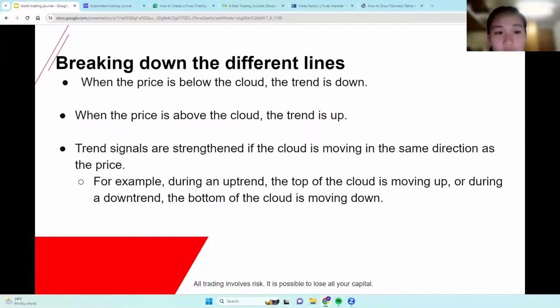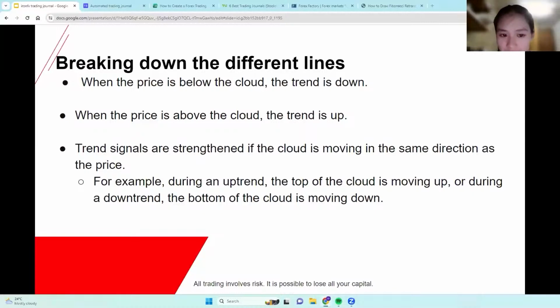When the price is below the cloud, the trend is bearish, or the signal is bearish. When price is above the cloud, the trend is up, or the signal is bullish. Trend signals are strengthened if the cloud is moving in the same direction as the price. For example, during an uptrend, the top of the cloud is moving upwards, or during a downtrend, the bottom of the cloud is moving down.